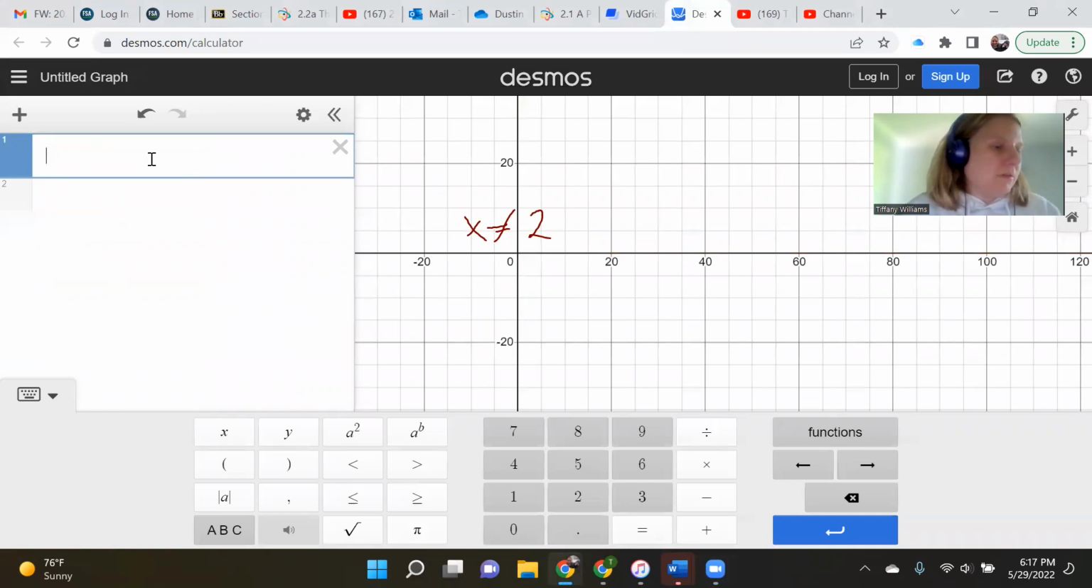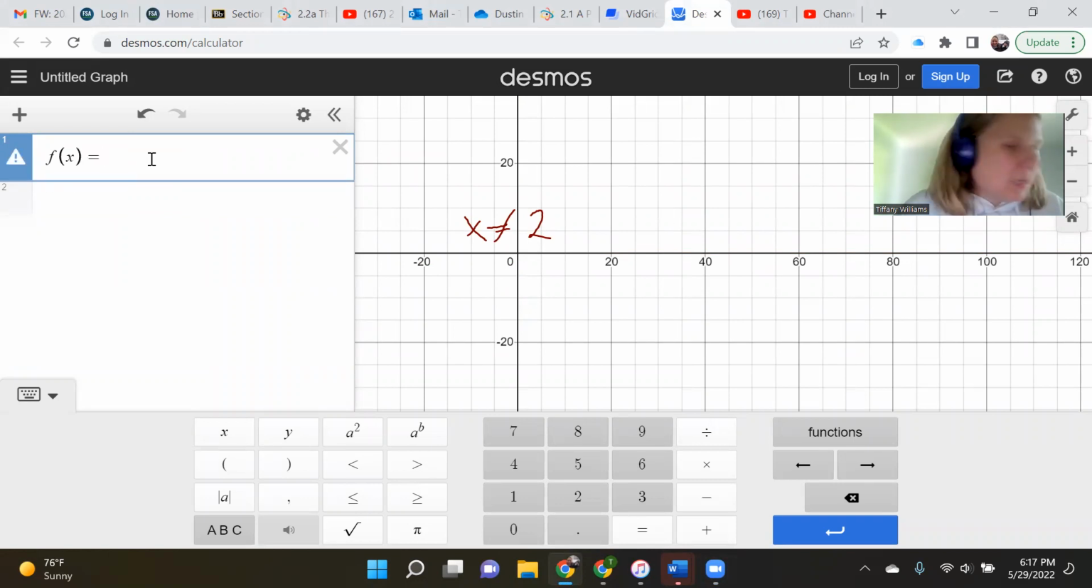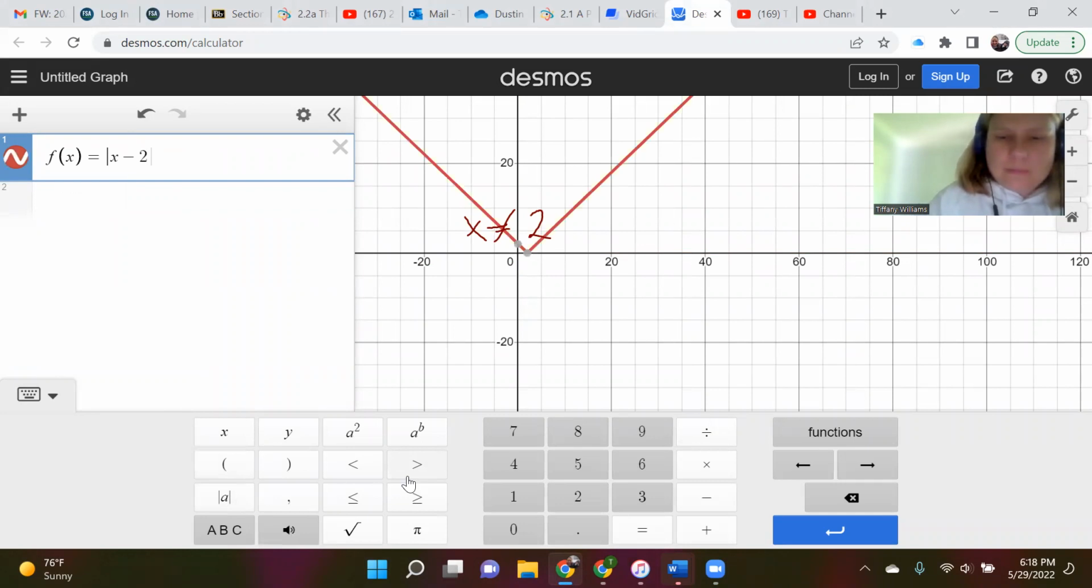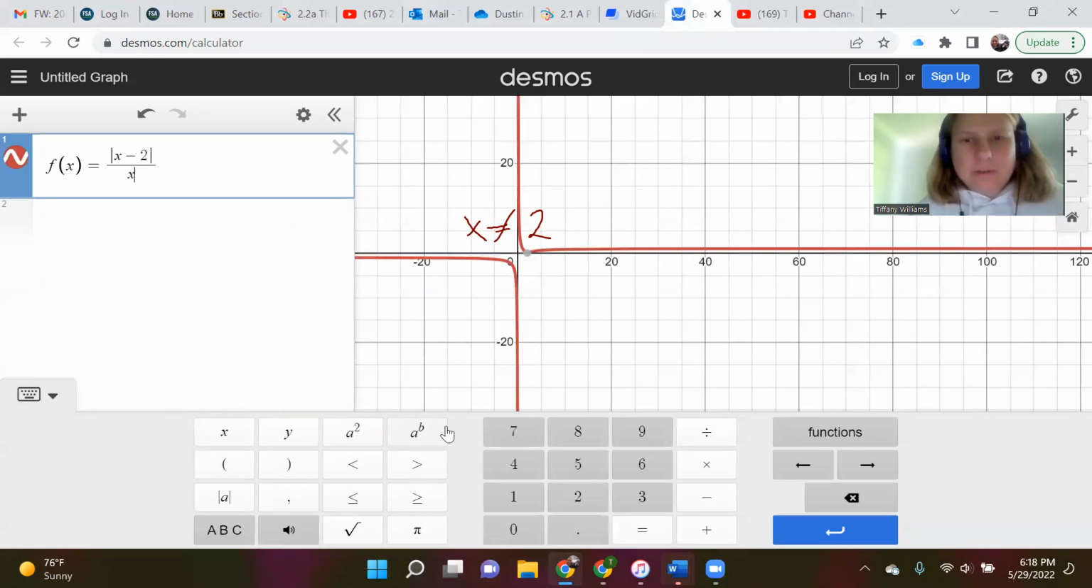So let's do f of x equals, then where's an absolute value? Oh, look, that makes it easy for me. Absolute value of x minus 2. Now we can close our absolute value here. Divided by x minus 2.